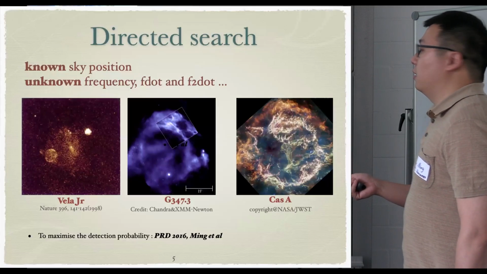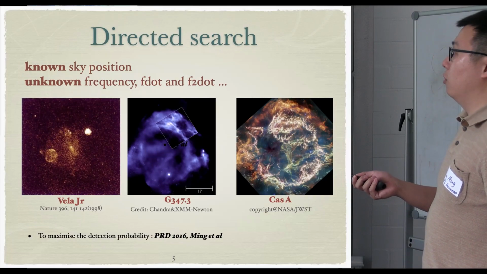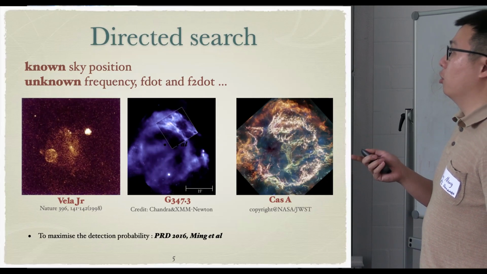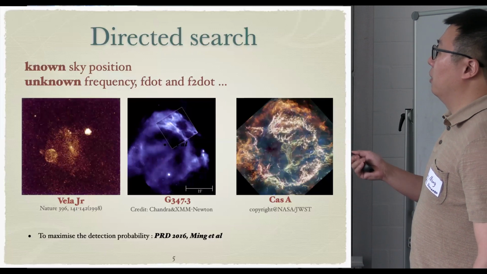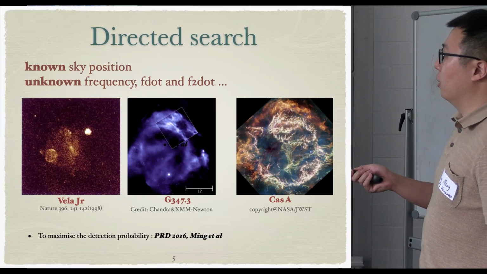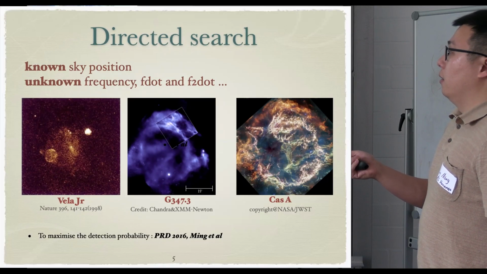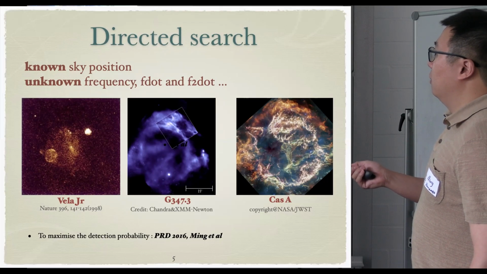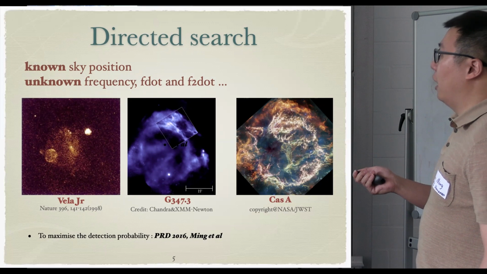In 2016 we developed an optimization method, with which we checked about 20 supernova remnants in our galaxy, and we found that three of them are the most promising ones: Vela Jr., G347, and Cas A. It's mainly because they are either quite close to us, or they have a pretty young age.